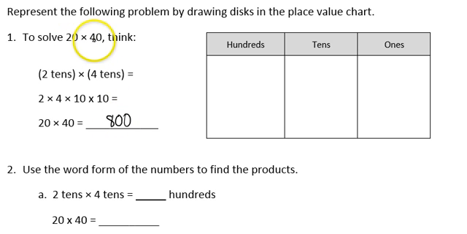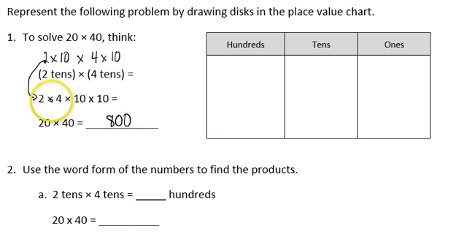I'm multiplying 20 times 40. I can think of that as 2 tens, or 2 times 10, times 4 tens, or 4 times 10. Because multiplication is commutative, I can rearrange these numbers and still come up with the same product. So if we look at how that transfers to this step, I had 2 times 10 times 4 times 10. I've just rearranged them to 2 times 4 times 10 times 10, which will give me the same product.